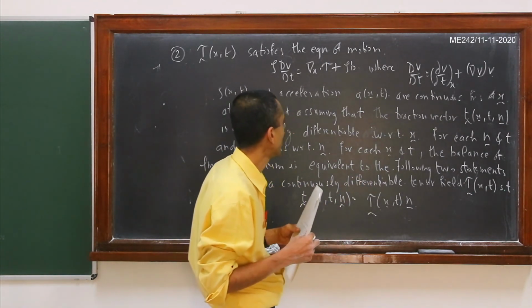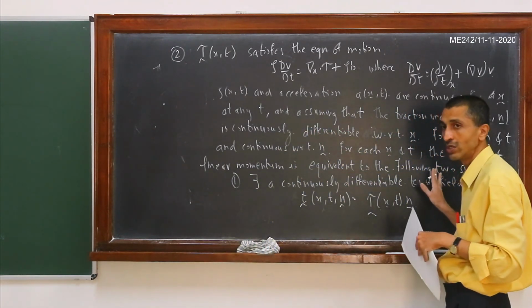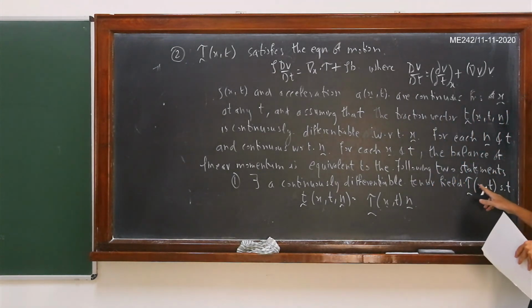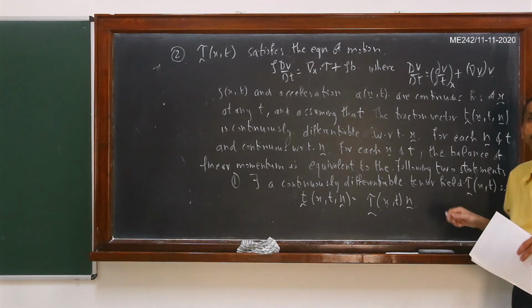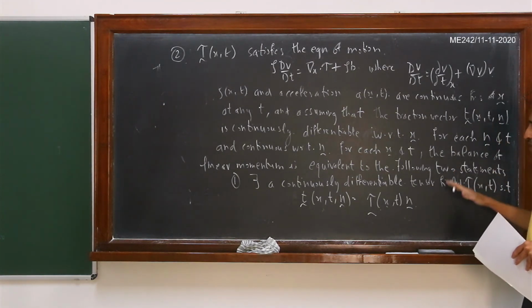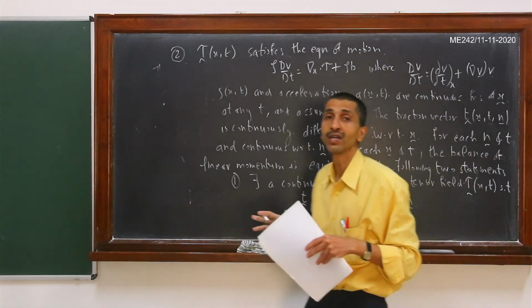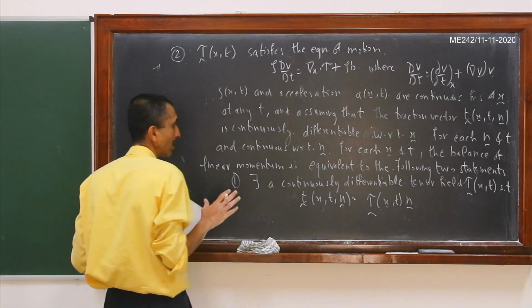So what we are saying is that if the balance of linear momentum holds, then it is equivalent to the existence of this tensor field. So this tau of x, t is nothing but the stress tensor. So basically now this theorem defines in a precise way what the stress tensor is going to be. Okay, so this is a very, very important theorem in that sense.